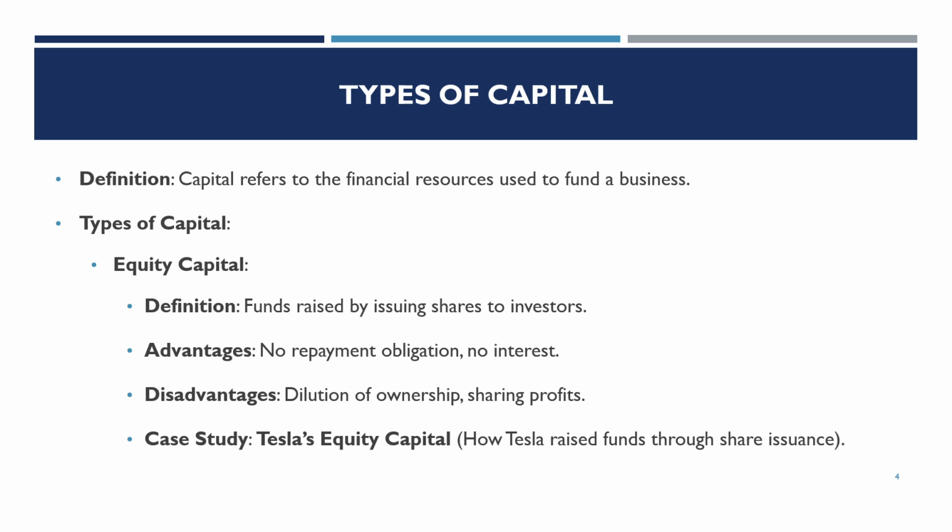Next, coming to the types of capital. What do you mean by capital first of all? Capital refers to the financial resources used to fund a business. There are different types of capital: equity capital, debt capital, working capital, venture capital, retained earnings, angel investment, and mezzanine capital. So these are the types of capital. We will see them one by one.